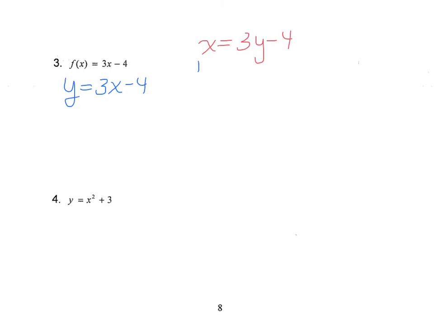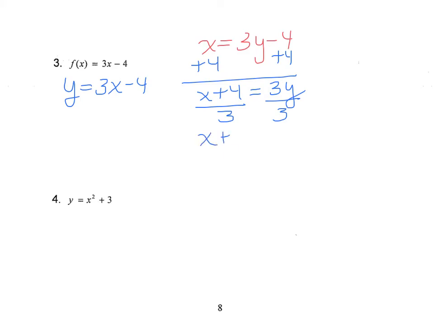So we're going to add 4 to both sides and have x plus 4 equals 3y. We still don't have y by itself, so we're going to divide each side by 3. And we have x plus 4 divided by 3 equals y. Y is by itself now, so there's our inverse. Okay, let's go on to number 4.